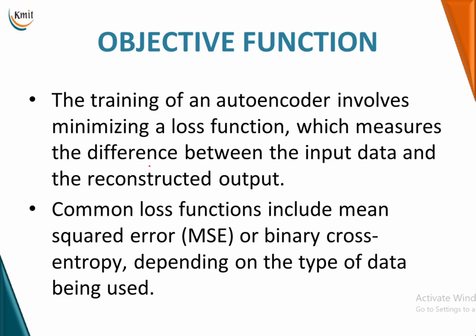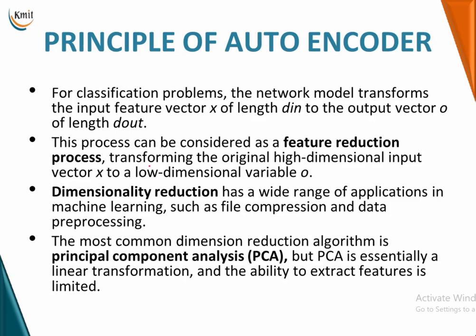So we also call that a loss function, which we have already seen so far throughout the calculation of your backpropagation. Basically, for optimization purposes we use it, and the common loss functions are mean squared error or binary cross entropy, depending on the application that you are going to use, regression or classification. Now, talking about the principle of autoencoder.